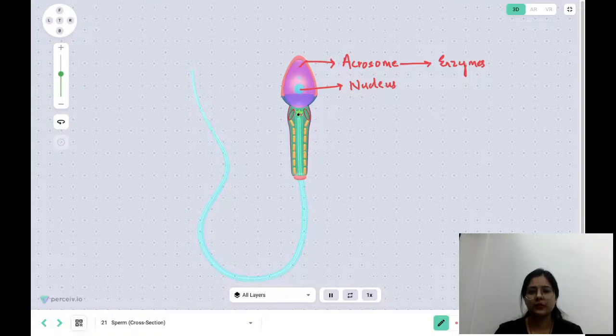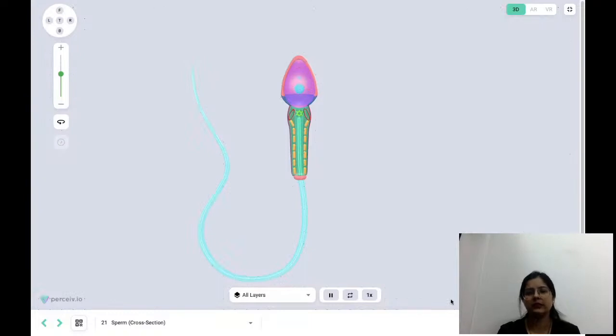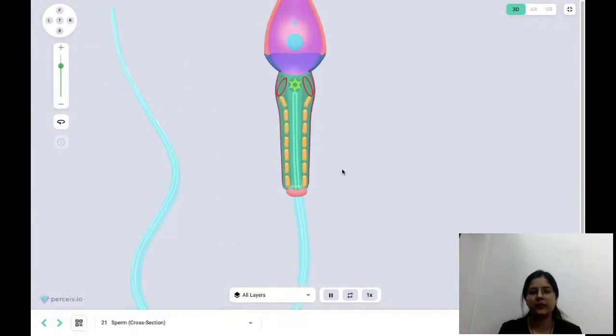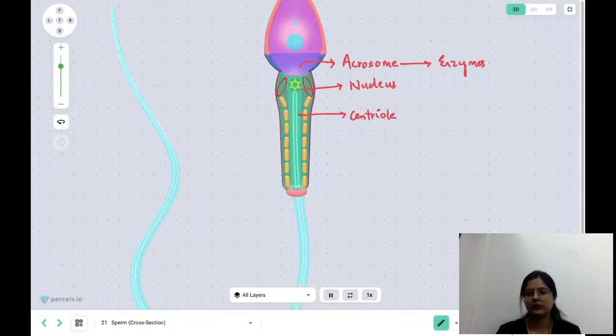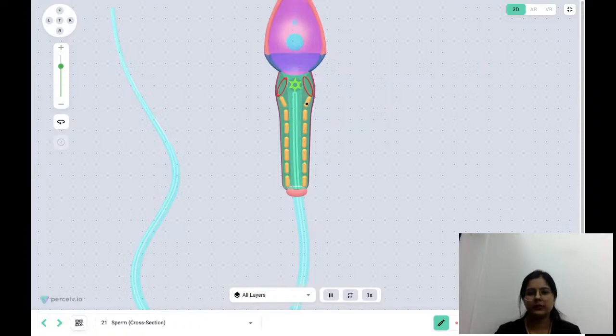Now this portion, the middle portion, which you can see, consists of the centriole. This is the centriole. And if I just maximize this part a little bit over here, like this, this one becomes your mitochondria. These are all your mitochondria. So this part is our centriole. We have already seen this.